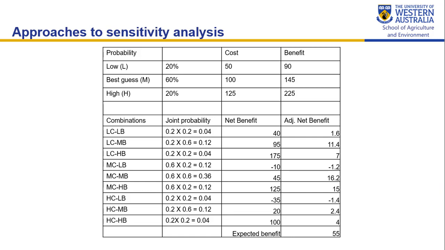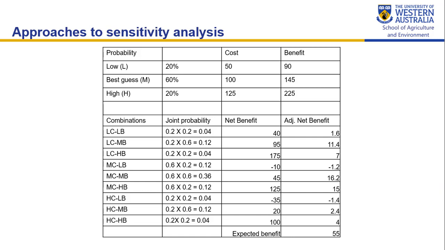Now, if you are interested to know the adjusted net benefit for low cost and moderate benefit, the joint probability of having this scenario is 0.2 times 0.6, which is equal to 0.12. The net benefit in this case is 145 minus 50, which is equal to 95. And the adjusted net benefit in this case is 95 times 0.12, which is 11.4.